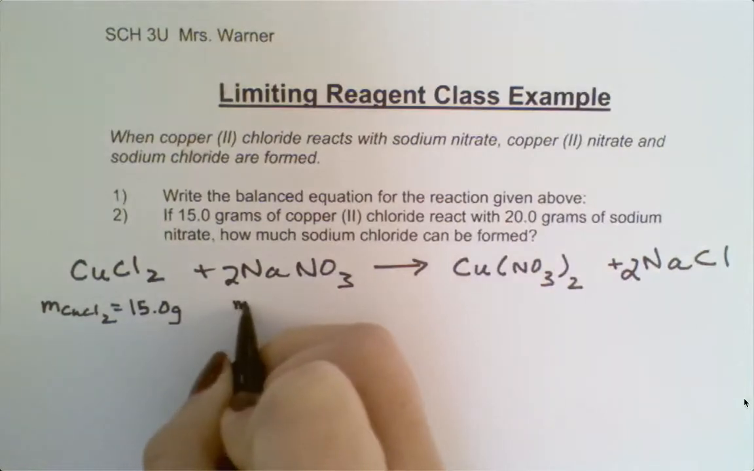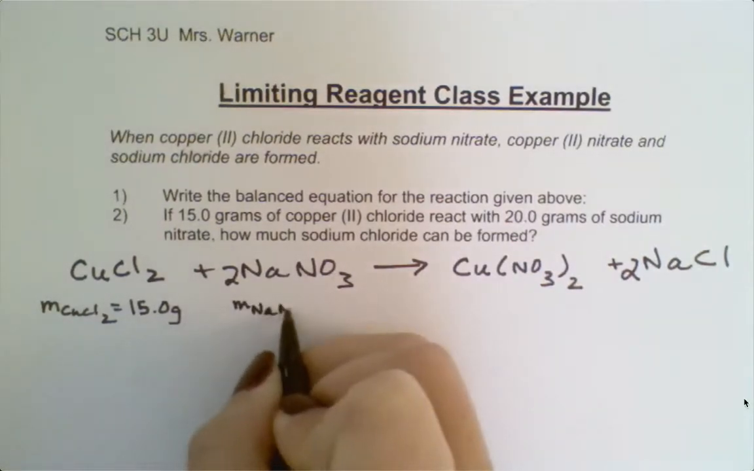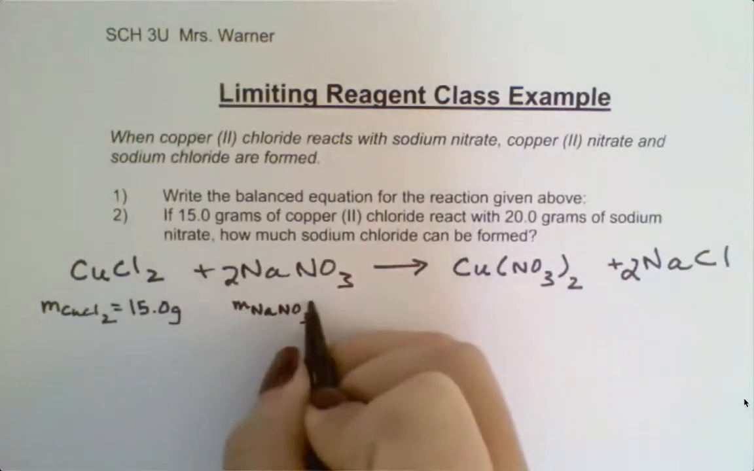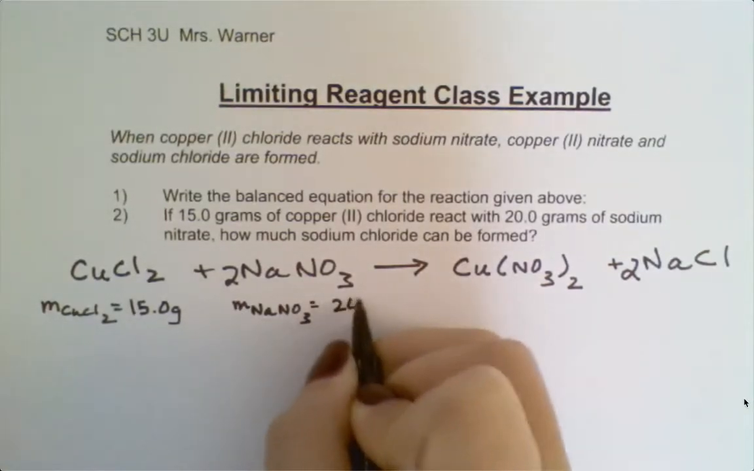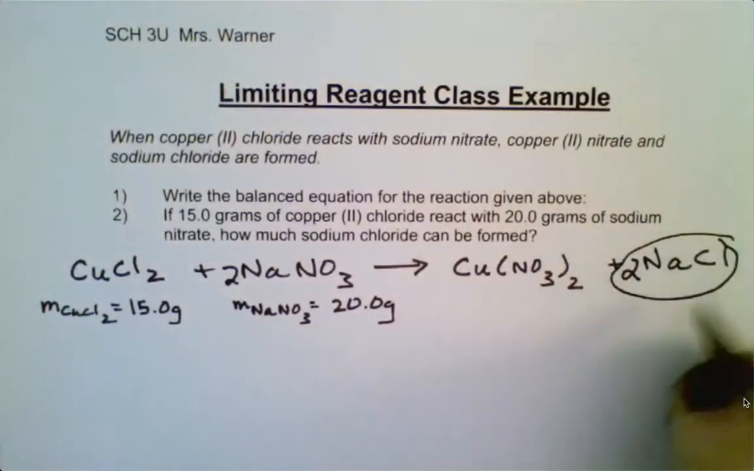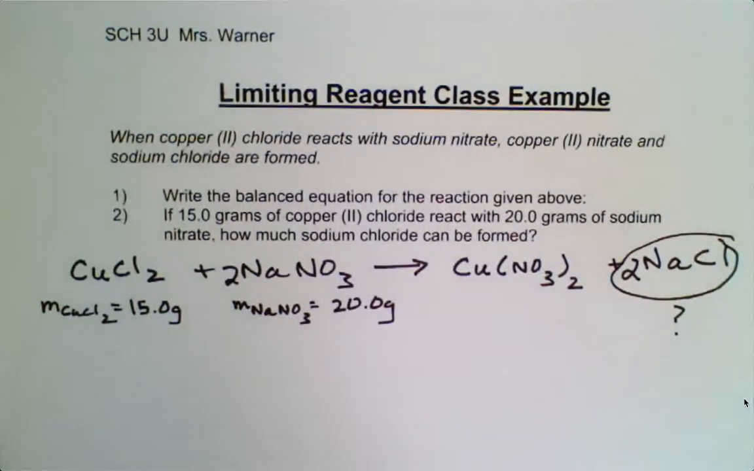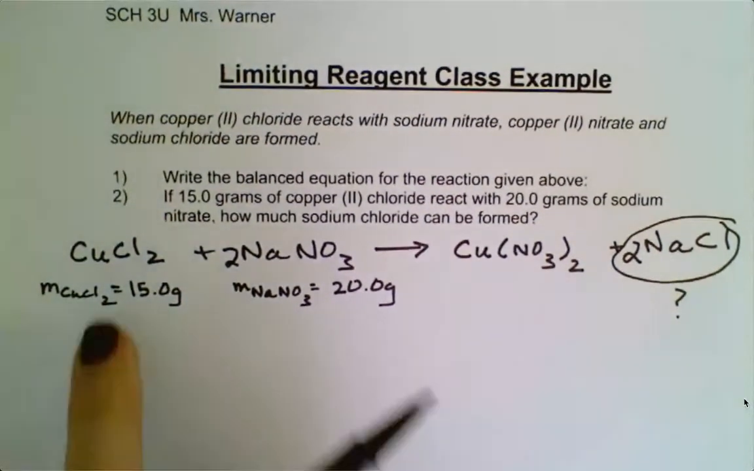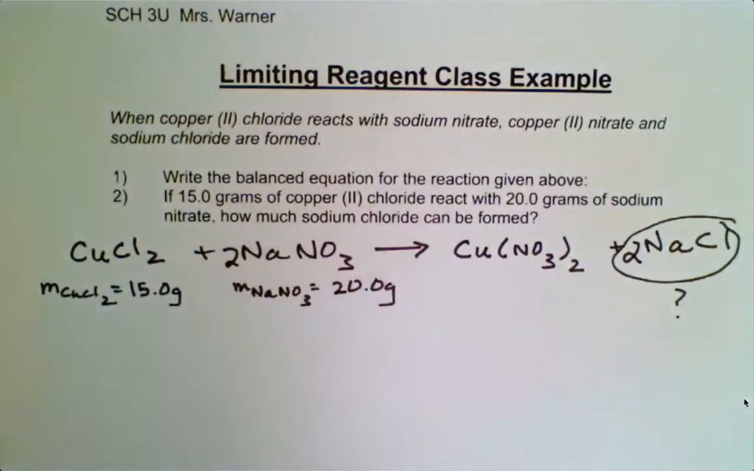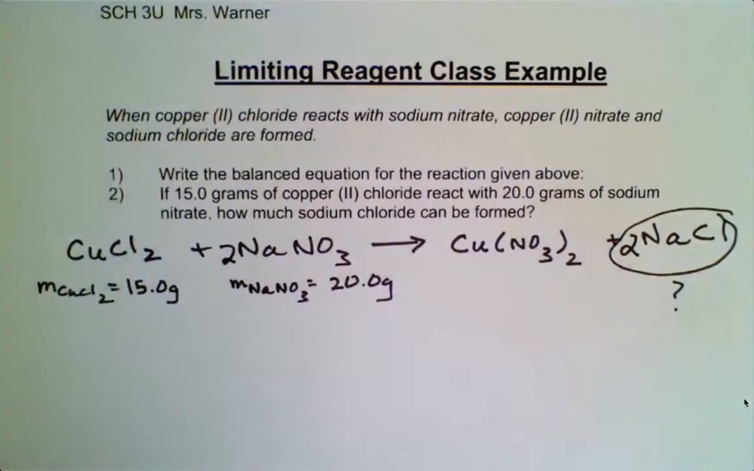And they also give us the mass of sodium nitrate. I tend to put the formula beside the symbol for m so I know what mass that corresponds to. And they want you to figure out how much of this product you can make. In a mass problem, you would have only been given one mass of a reactant and an excess amount of the other one. Well, in this case, we don't know which one is an excess, and so we have to figure out which reactant will run out first.